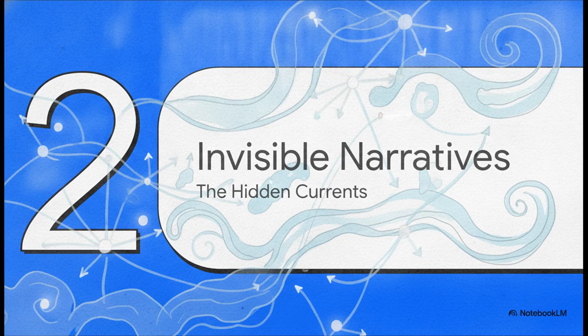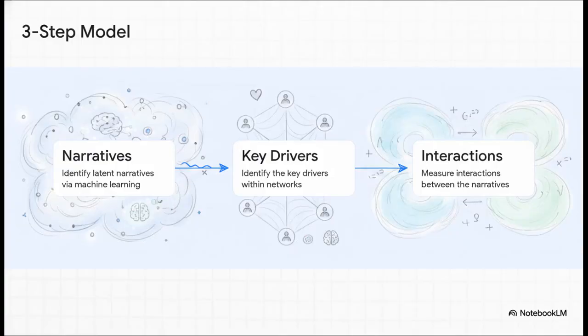Which brings us to part 2, finding the invisible narratives, those hidden currents beneath the surface. The researchers over at the Cognition Web Observatory actually cracked this by using a really clever 3-step model. First, you identify latent narratives using machine learning. Second, you find the key human drivers within those networks. And third, you mathematically measure the interactions between the narratives.